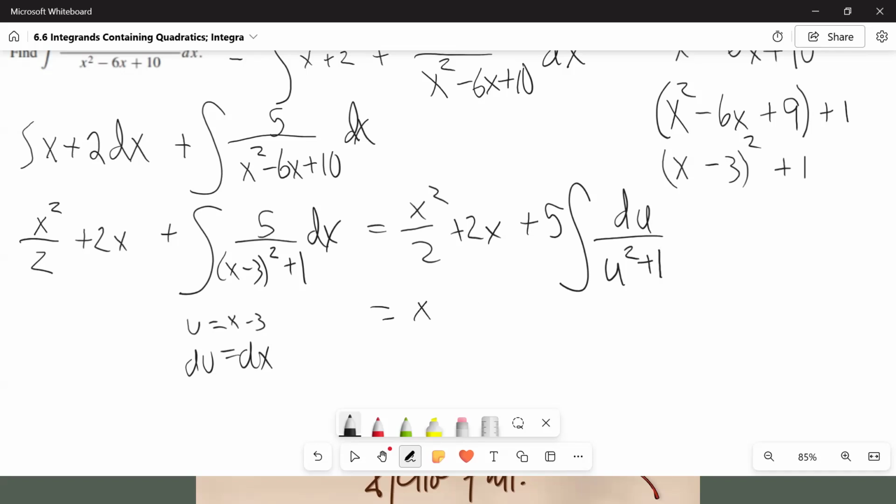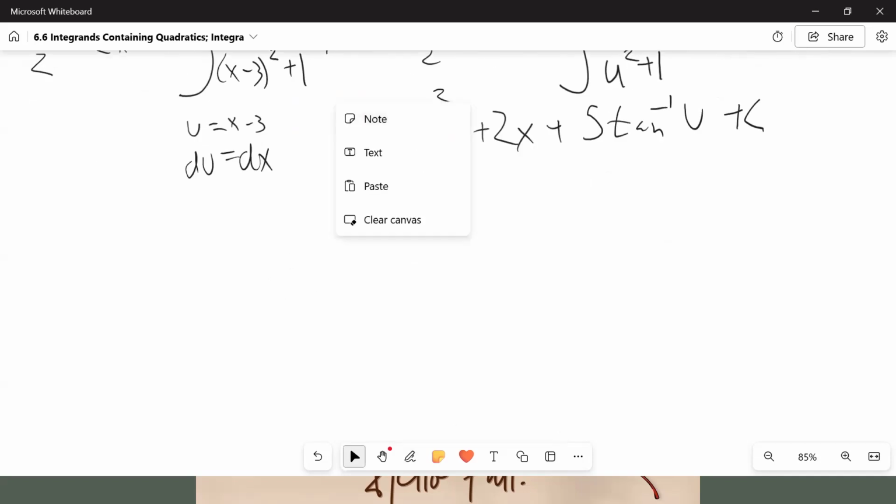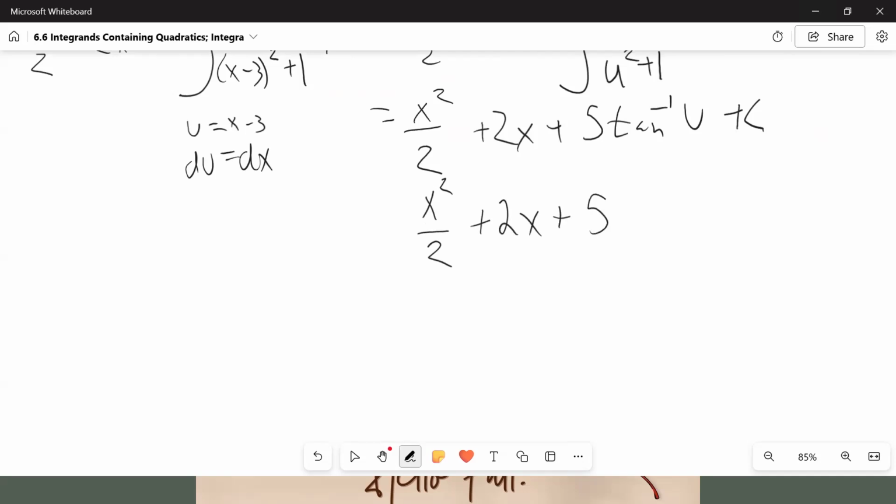And then we can anti-differentiate now. So x squared over 2 plus 2x plus 5 tangent inverse of u plus c. And then again, we can back substitute what the u is here and get x squared over 2 plus 2x plus 5 tangent inverse of x minus 3 plus c. Okay, so that ends up being our final answer for that one.